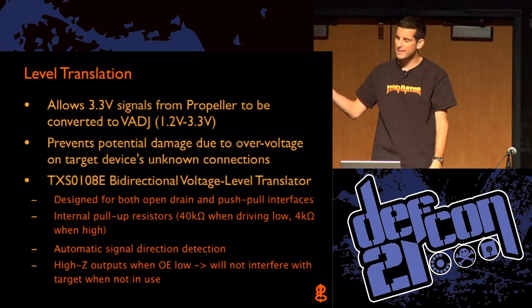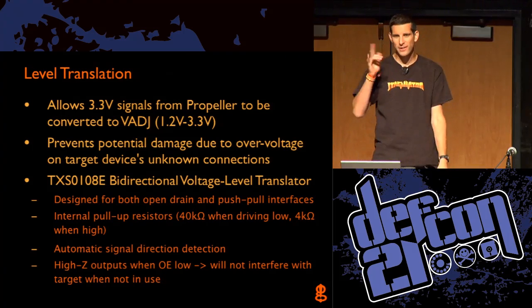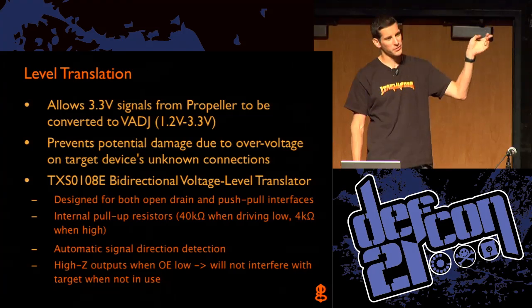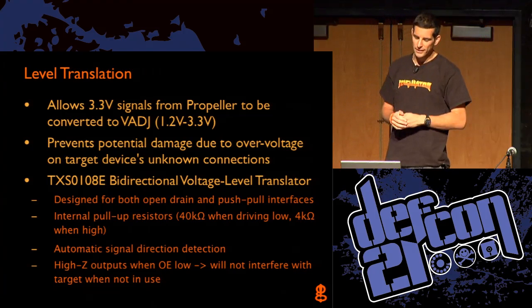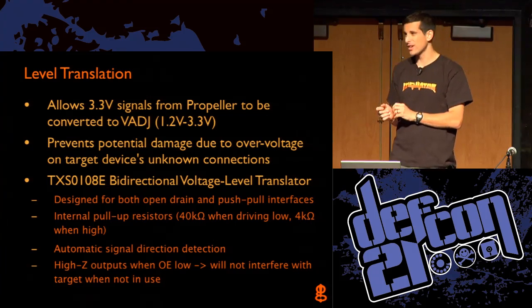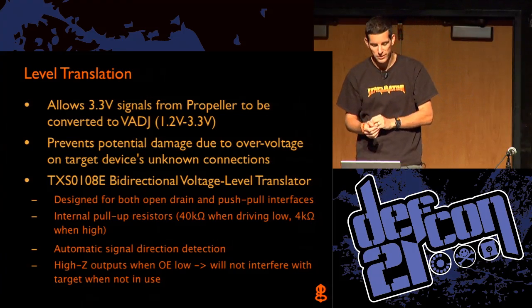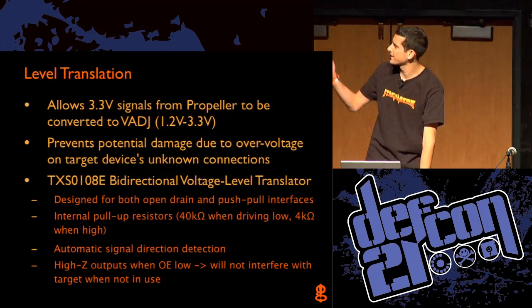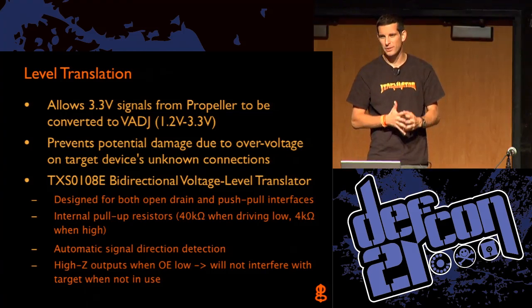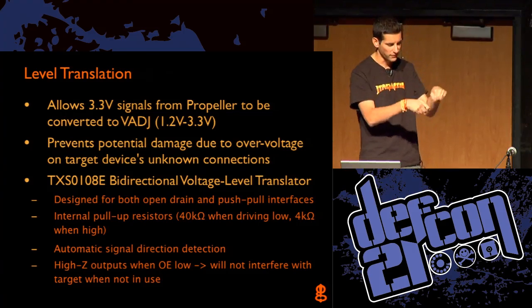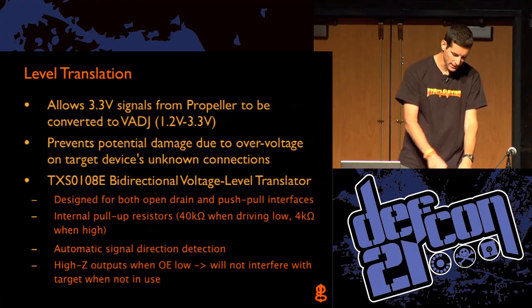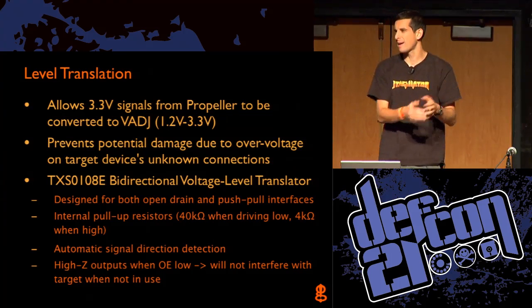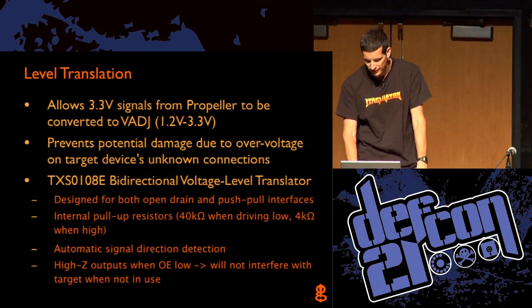Level translation, I'm using the TXS0108, which are bidirectional level translators, which will convert our 3.3 volt signals, which are coming from the Propeller, to our VADJ level, our adjustable voltage level. So 1.2 to 3.3 output. And then it has this high impedance state if we disable the output enable line. So we can connect all of our test points up while the thing is not driving the lines at all, so we don't cause something to happen when we're not ready to start our search.